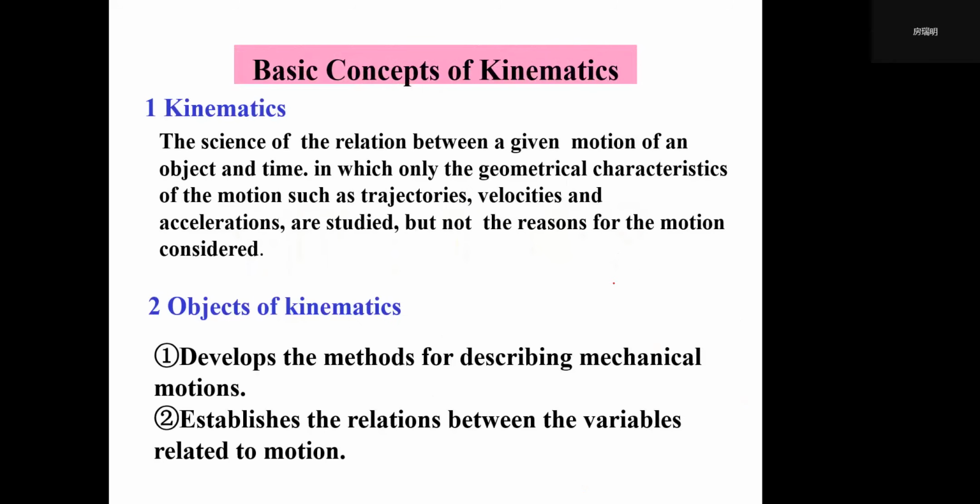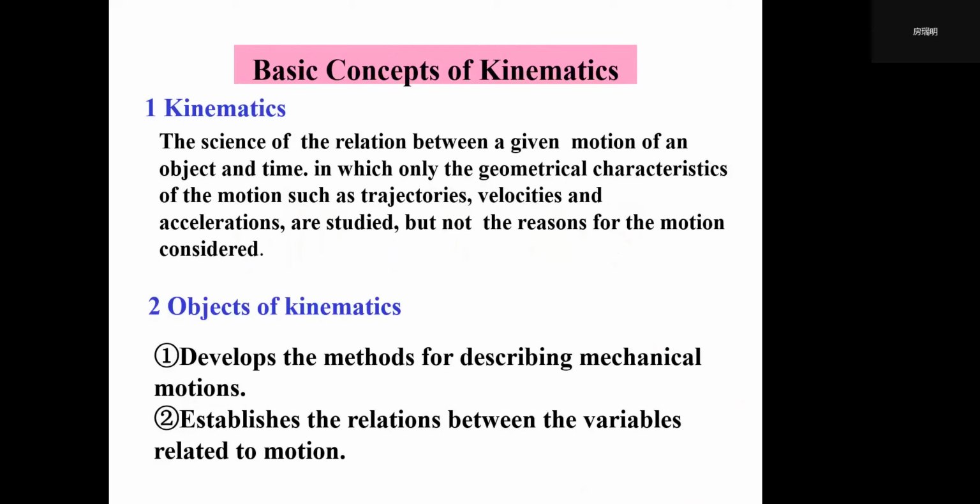So prepare yourselves. Maybe if you have time, you can read the content of the textbook accordingly. Since we only have 15 minutes, we will do a brief introduction of this second part. So let us look at the basic concepts of kinematics.